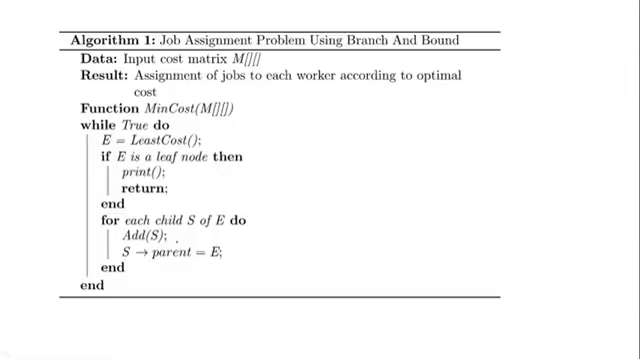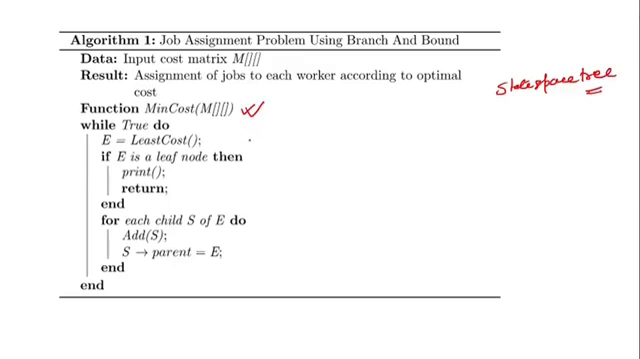So this is the algorithm for the job assignment problem using branch and bound. The details of branch and bound we have already discussed. We have to make a state space tree here. The minimum cost is what we have to find. That is the main thing.